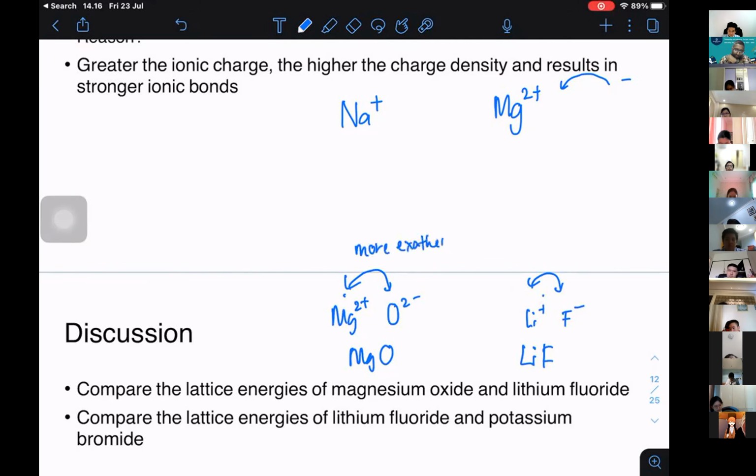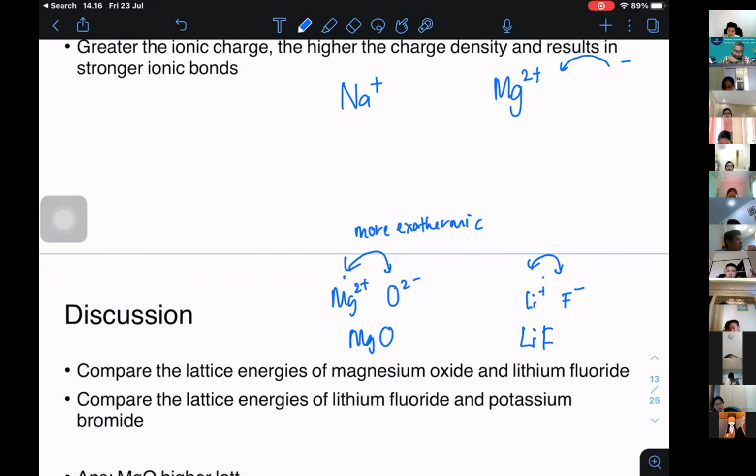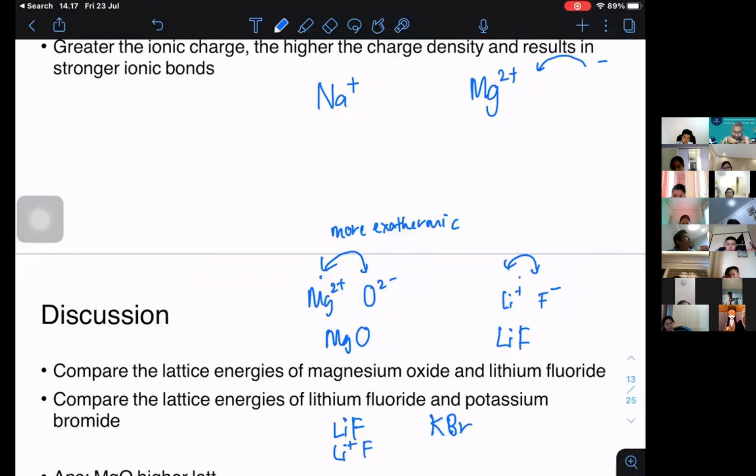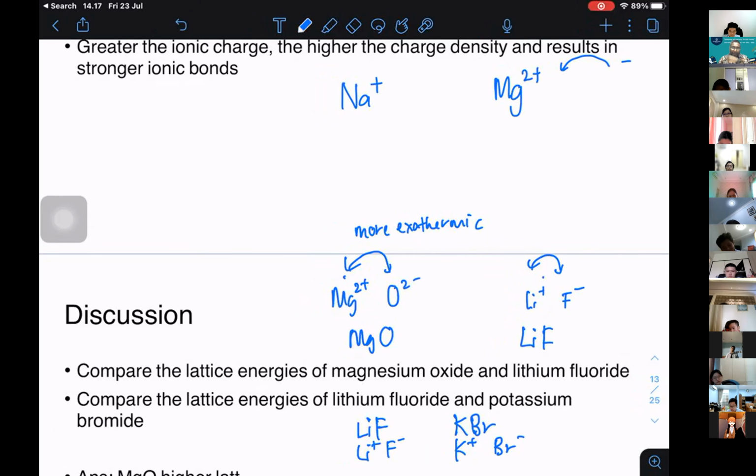Now compare the lattice energy of lithium fluoride, LiF, and KBr. If you notice over here, Li+, F-, K+, Br-. The charges are the same. So you need to compare the size. So which one will give you a more negative value? Nevan, can you try?